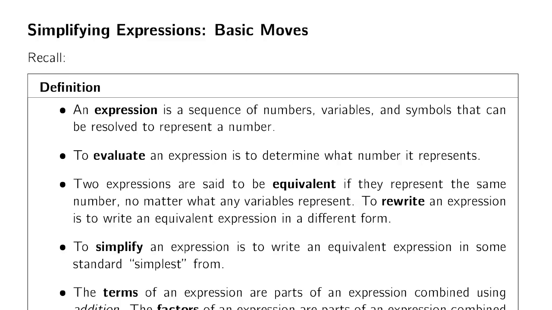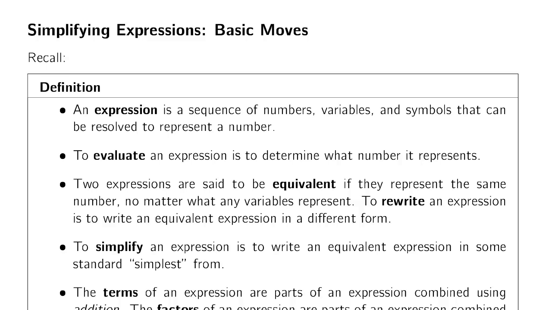To evaluate an expression means to determine what number it represents, right? To work out the arithmetic. If there are variables in the expression, we have to know what numbers they represent first. Two expressions are equivalent if they represent the same number, no matter what the variables represent. We talk about rewriting an expression to mean writing an equivalent expression that looks different somehow. To simplify an expression is to write an equivalent in some standard simplest form.